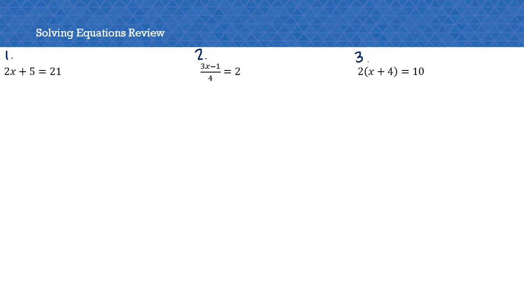So if we take a look at number 1, 2x plus 5 equals 21. There's nothing we can do to simplify on the left-hand side or the right-hand side of the equal sign, so we have to do inverse operations. Remember, we want to do reverse order of operations, so undo any addition and subtraction first. So we're going to subtract 5 since that was adding 5.